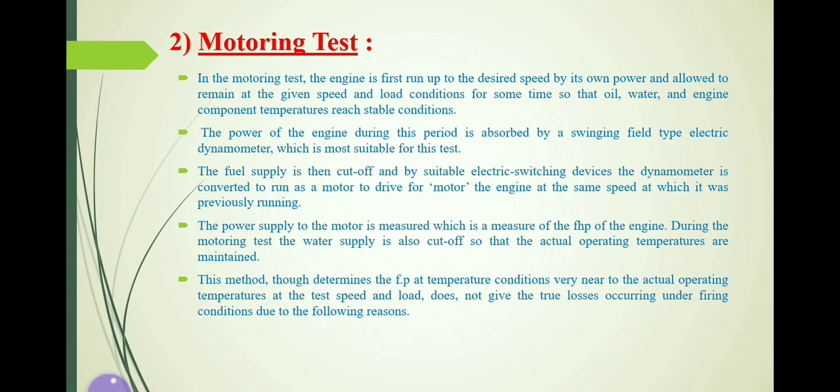Now, whatever amount of power is supplied from the motor, we can measure easily. Why? Because that is nothing but our input power. What will be the amount of power? It will be equal to 20 kilowatt, more than 20 kilowatt, or less than 20 kilowatt. Definitely the power required by the motor to keep the engine running at 1000 rpm is more than 20 kilowatt. Let us consider that power supplied to the motor is 25 kilowatt.